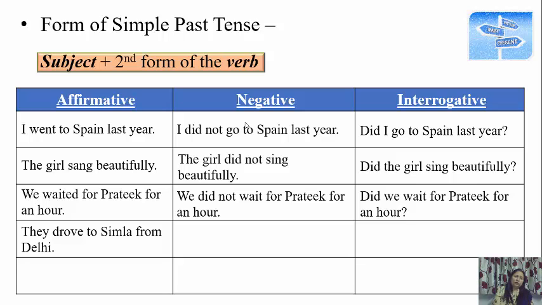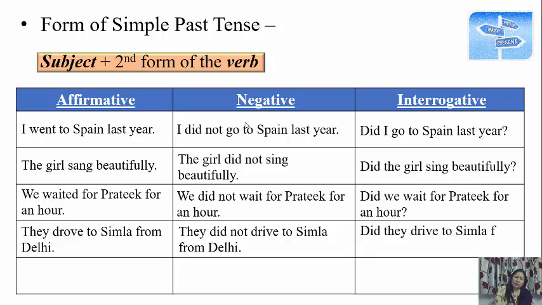Now let's go to next example. They drove to Shimla from Delhi. Okay, one action, they drove to Shimla. But if we make it negative, the drove will become drive. They did not drive to Shimla from Delhi. And for interrogative, did they drive? Did they drive to Shimla from Delhi? So look at all these examples. You will find that second form of verb has changed into first form.